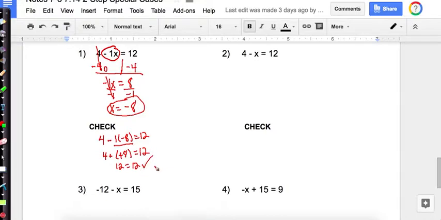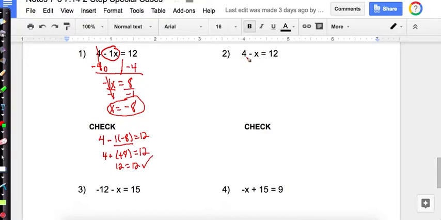Now, when you're checking these, if you're checking this in your calculator, you don't have to show your KCC. You could just type in 4 minus -8 and hit equals, and you write 12 equals 12. I'm showing you how you would do it without a calculator here by doing the KCC, but a lot of the times you'll be double checking it in the calculator so you don't have to show the KCC.